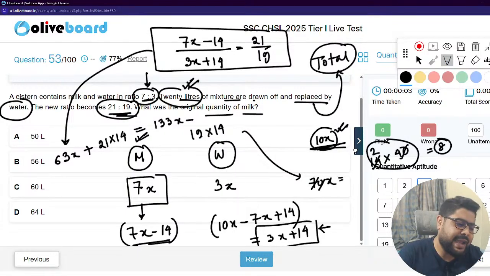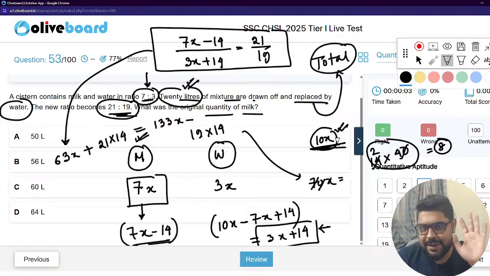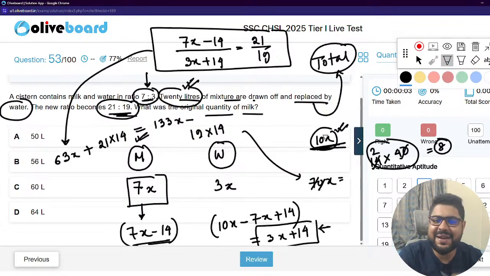Now, I'll give you that technique as well. Don't worry. The original quantity of milk: 7x was the original milk. So it will be 7 eights are 56 liters.